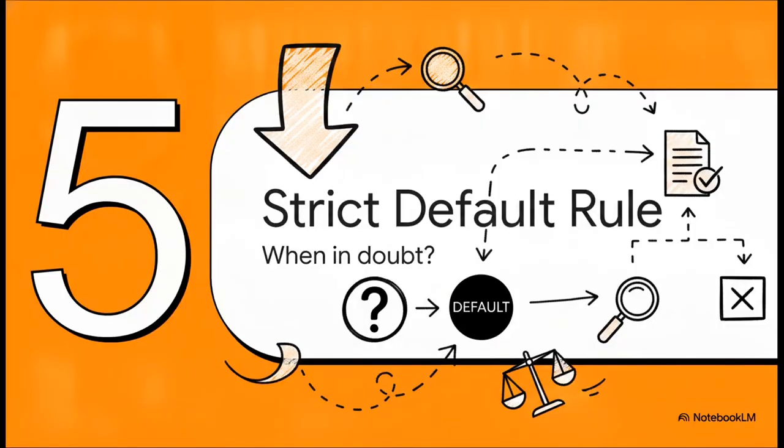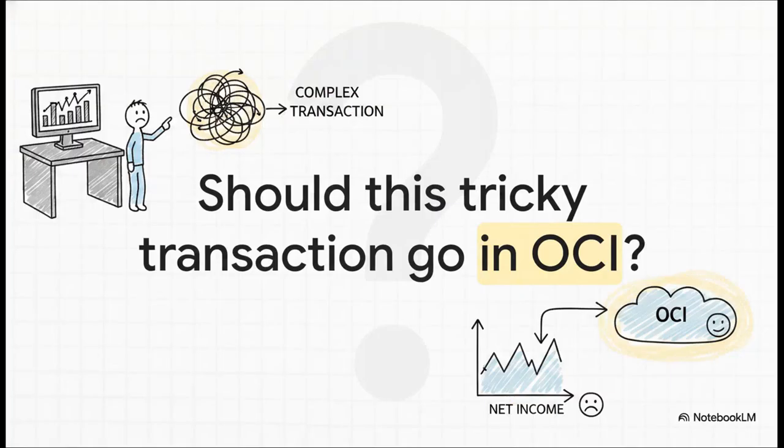And that leads us perfectly into Section 5, the strict default rule. When in doubt, where does it go? We've covered the terms, we've mapped the journey, and we've met the specific categories, so let's establish the ultimate rule of thumb. Picture this. You're sitting at your desk, and a team member comes up to you with a strange, incredibly complex new transaction. They take one look at the volatility it's going to cause, and they ask, hey, can we just put this through OCI so it doesn't totally wreck our net income this quarter? How do you answer them?